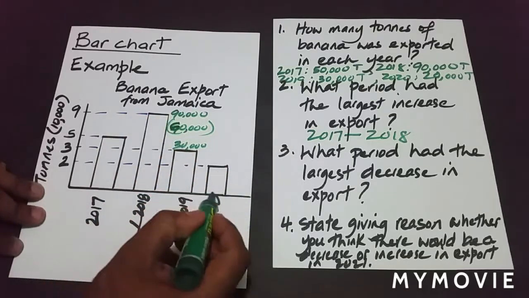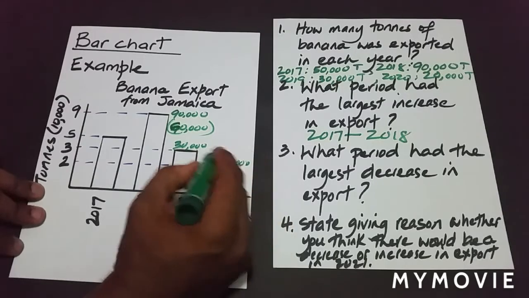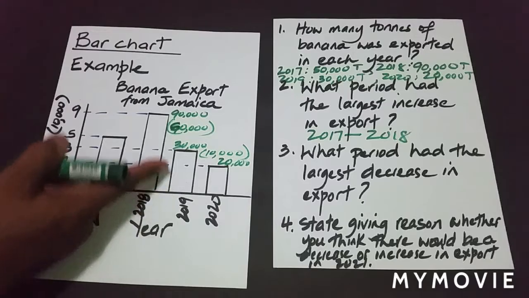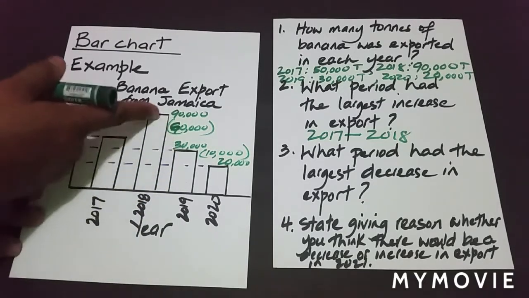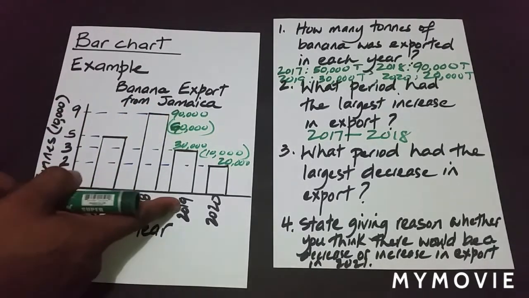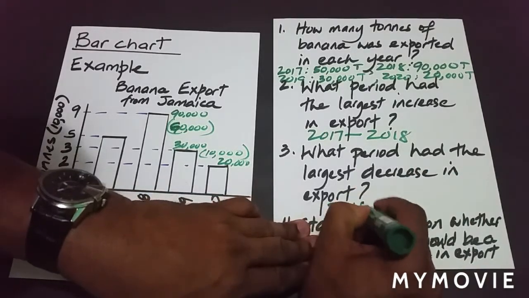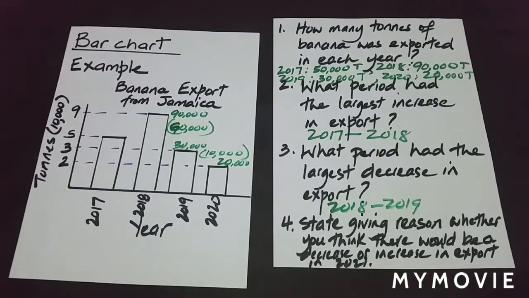And between this year and this year, for 2020, this would have been 20,000 tons. So the difference here would have been 10,000. So clearly the period that showed the largest decrease in export of banana from Jamaica would have been 2018 to 2019, because the largest decrease would have been 60,000, the difference between 90,000 and 30,000.